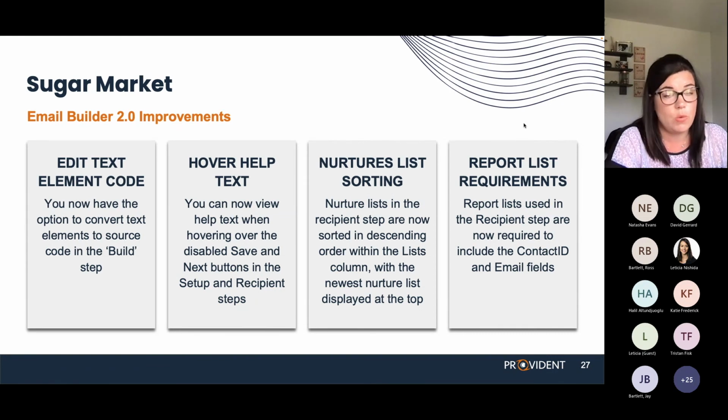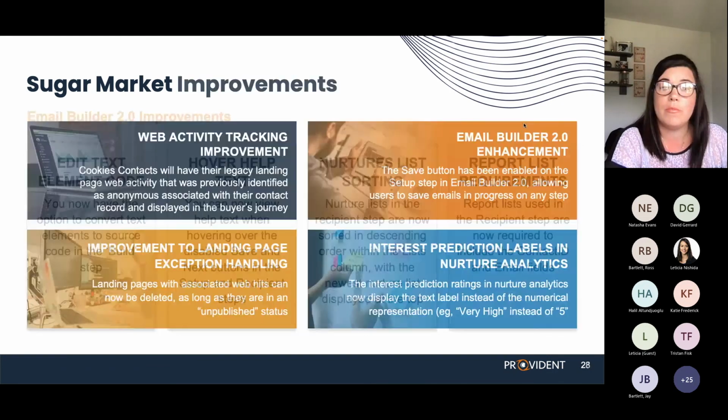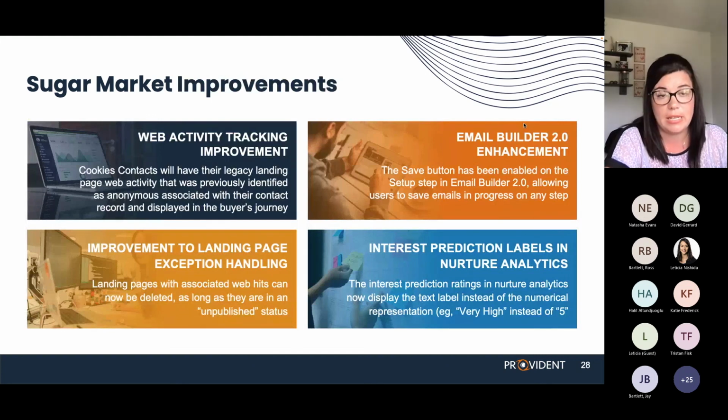And then just a few more Sugar Market improvements. We've got web activity tracking improvements, and Email Builder 2 enhancements, which we've just gone through. There are improvements to the landing page exception handling, so any associated web hits can now be deleted as long as they are in an unpublished status. And there are interest prediction labels in Nurture Analytics. So instead of it saying 1, 2, 3, 4, 5, these labels might say low, medium, high quality. You can now have the labels available in the Nurture Analytics.